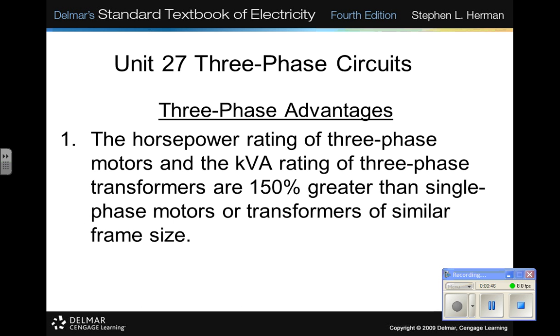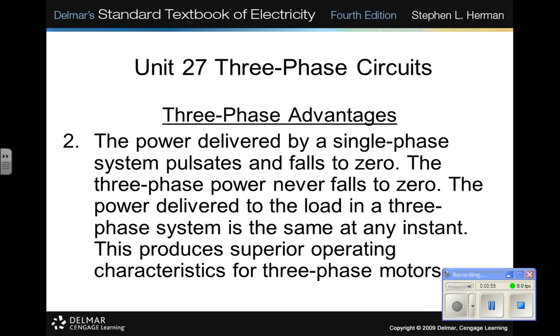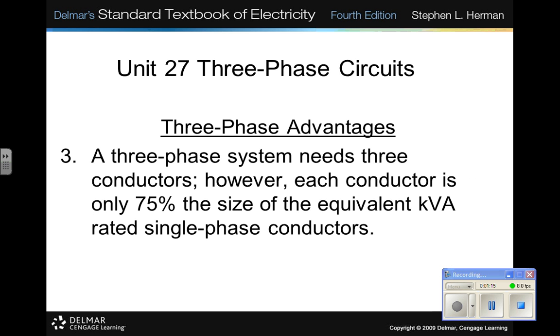Okay, the advantages of three-phase horsepower. A three-phase motor will develop a lot more power than the same size single-phase motor. Power delivered by single-phase systems falls to zero constantly, right? Every 240th of a second, it falls to zero or thereabouts. That's probably an incorrect estimate of the time, but a very small amount of time, but it happens, what, 60 times a second? It falls to zero.